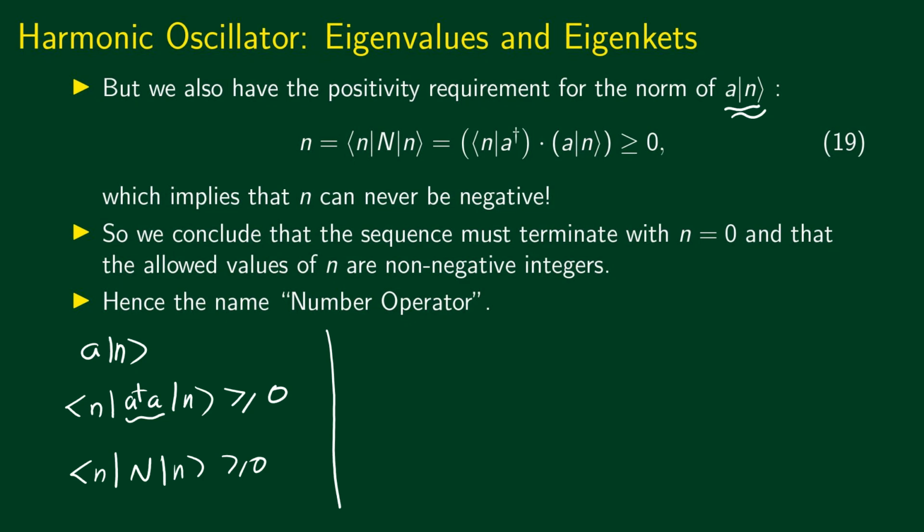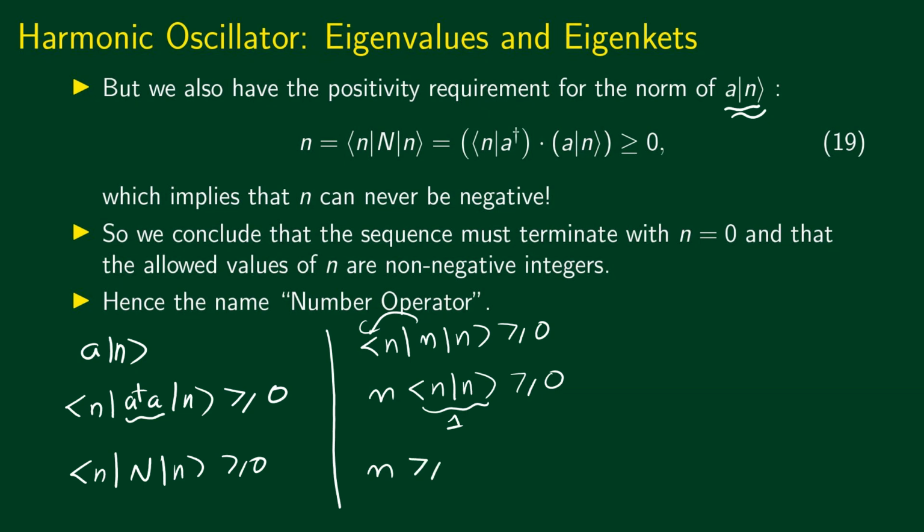Now we can use the eigenvalue equation. So this becomes bra n, eigenvalue n multiplying ket n is greater than or equal to 0. And this n can be pulled out. We can write this as n multiplying bra n ket n is greater than or equal to 0. Now this is equal to 1 because these are the normalized eigenkets of the number operator. And we finally get n has to be greater than or equal to 0, which means that n cannot be negative. This also means that n cannot be a non-integer.